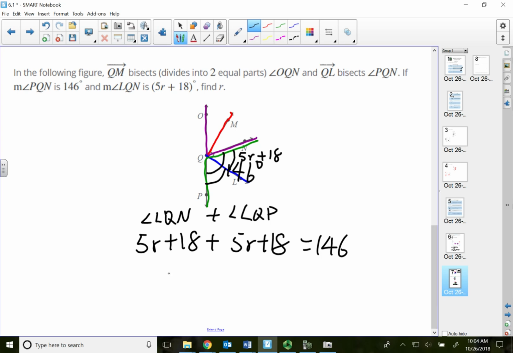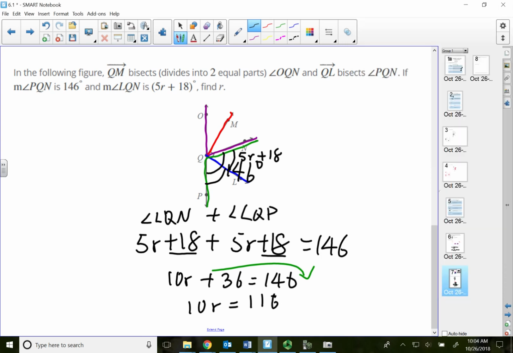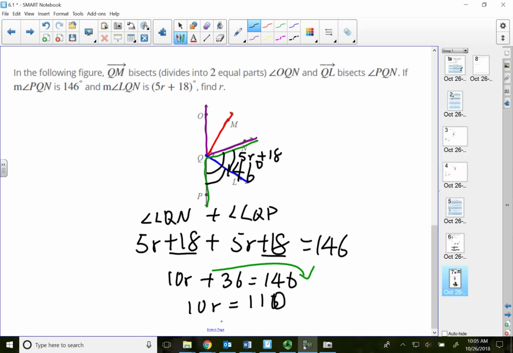All right, so real quick, combine like terms. 5R plus 5R is 10R. Just do a little bit of algebra here. 18 plus 18 is positive 36, equal to 146. Let me move my positive 36 over, so that will give me 10R equal to 146 minus 36, which is 110. So now we divide both sides by 10. My answer, R equals 11. All right, that's how we find that out.